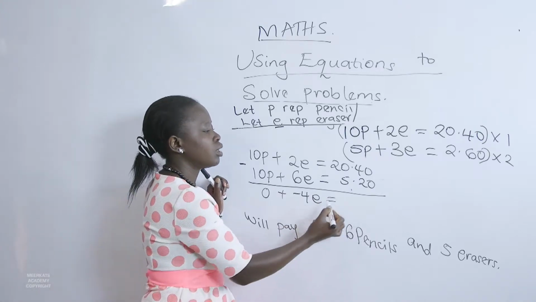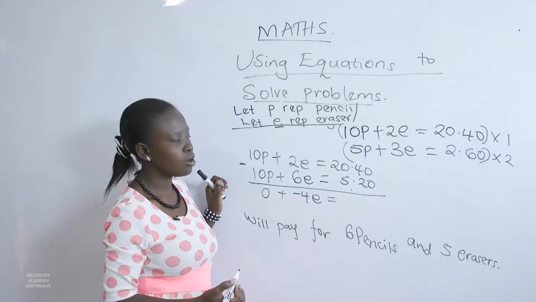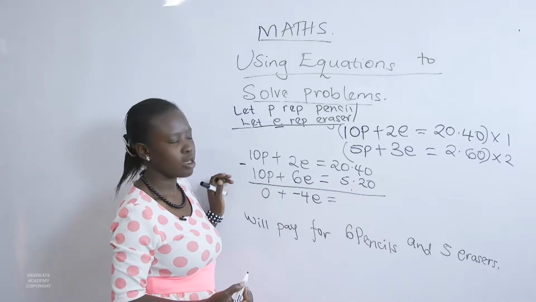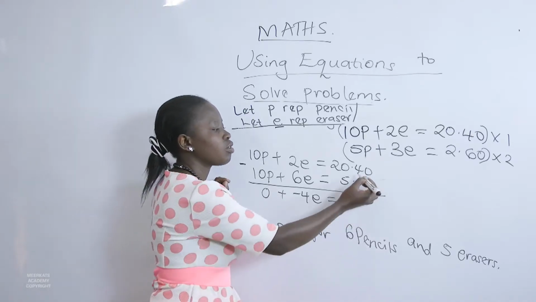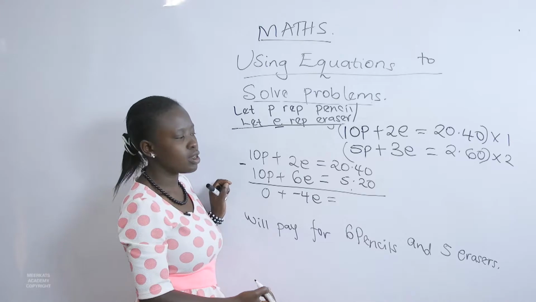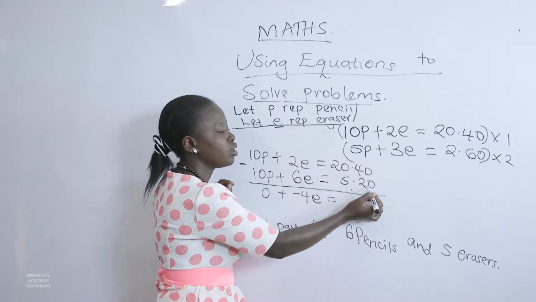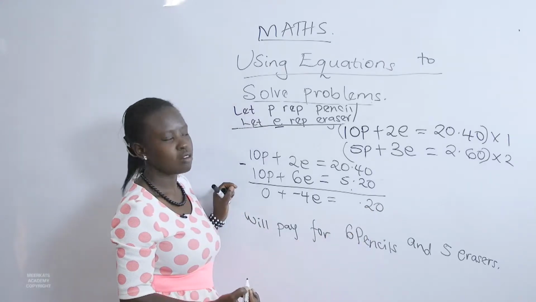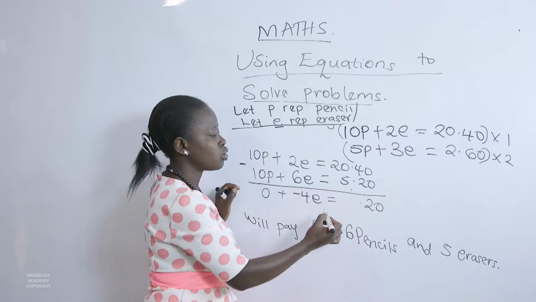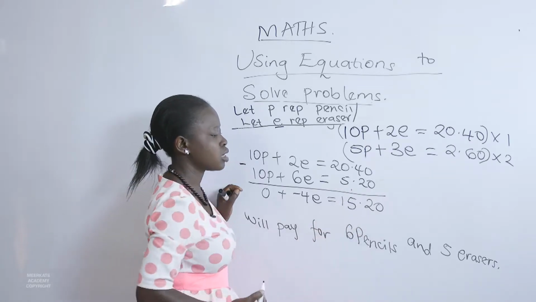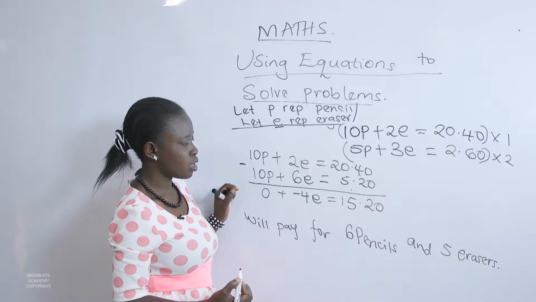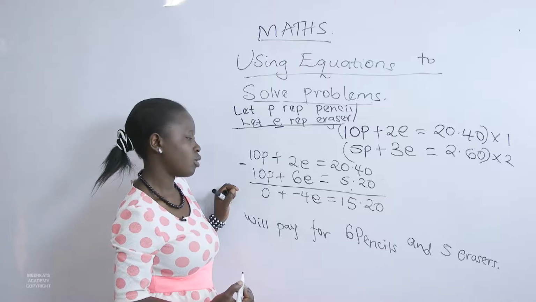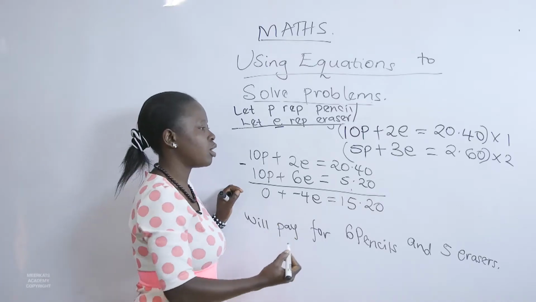Then next we have the right hand side of our equation. This is 20.40 minus 5.20. So if I subtract whatever is after the decimal place first, this is 40 minus 20, which gives us 20. Then we have 20 minus 5, which should give us 15. So we have negative 4e is equal to 15.20.